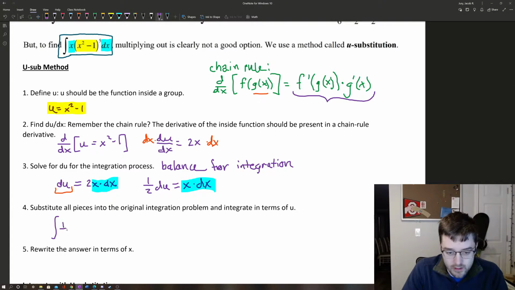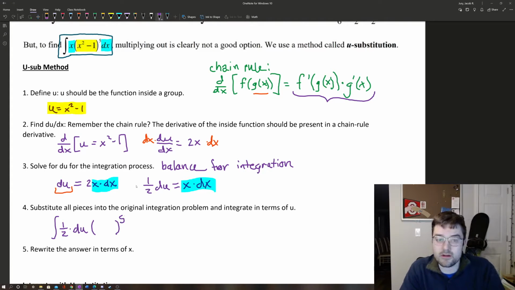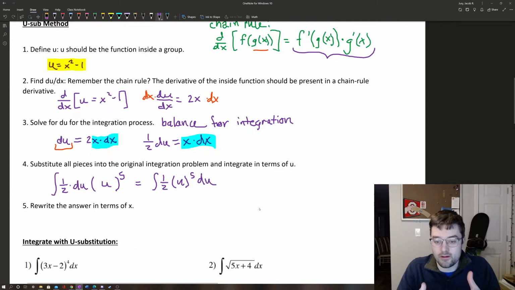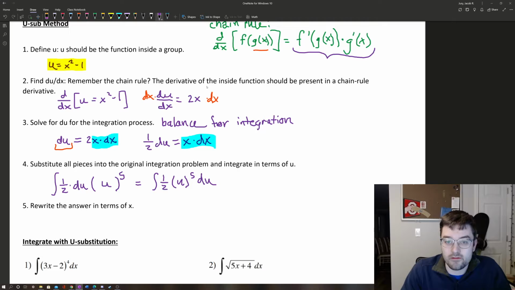So I'm going to do 1/2 times du, and then I'm going to have a group to the 5th that can stay. That's not a big deal, and I'll show you why in a second. I'm going to replace the x squared minus 1 with u, and then I'm going to rewrite this a little bit so it looks like more of a normal integral that we can actually deal with. So the integral of 1/2 u to the 5th du.